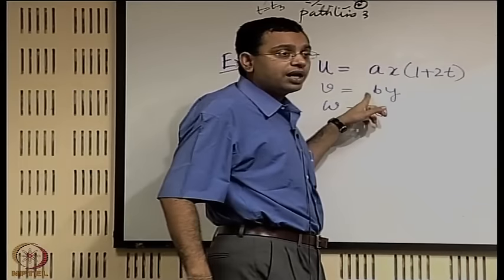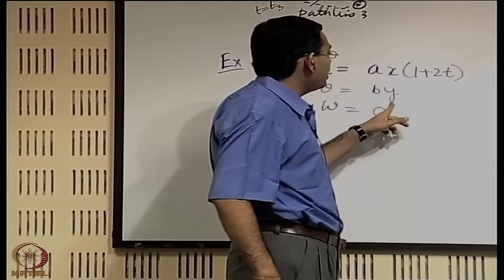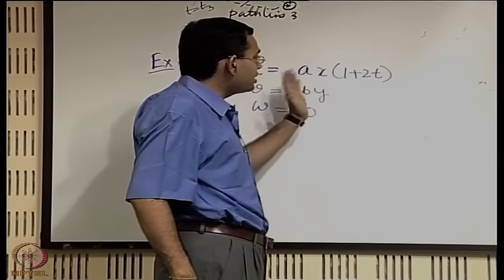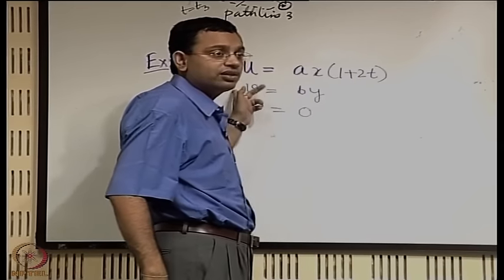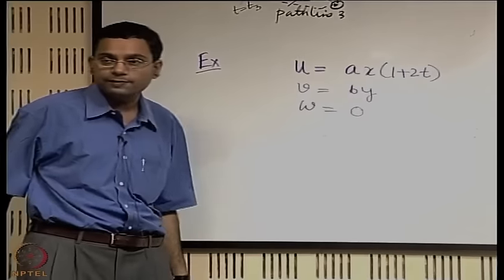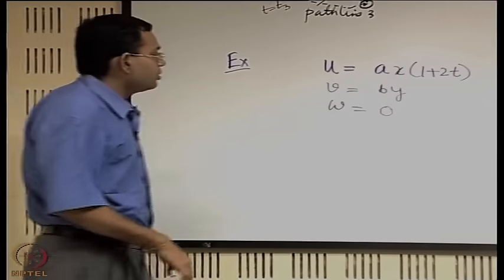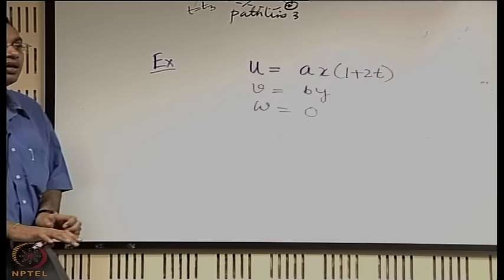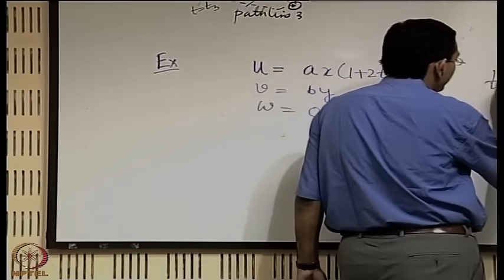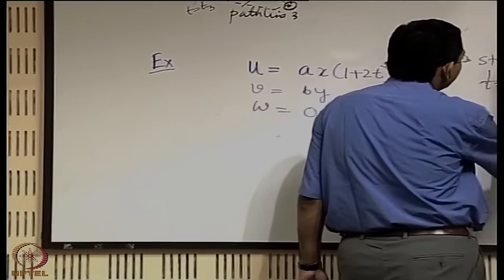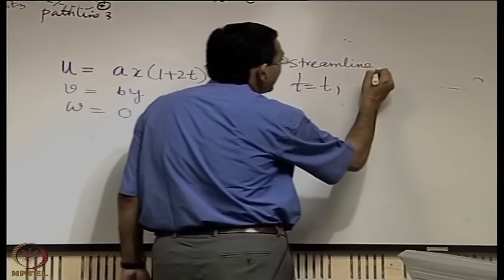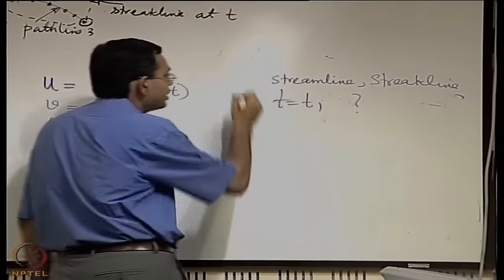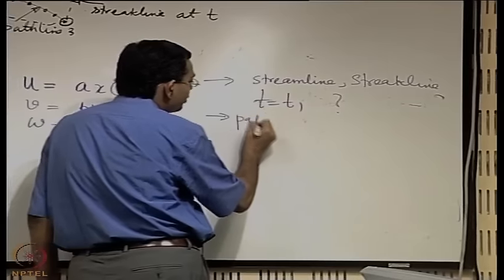A and B are some parameters, x and y are the coordinates, and t is the time. A and B have certain dimensions which adjust this so that you get the dimensions of velocities at the end. So these are dimensional parameters but constants. Let us say we are interested to find out the equation of streamline and streak line at a time t equal to t1. That is one objective. The other objective is to find out the equation of path line.